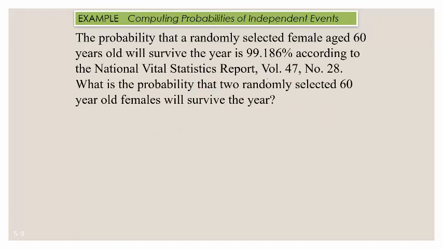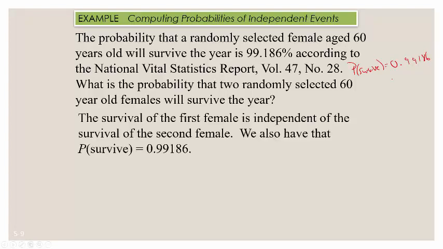Let's try another one, okay? The probability that a randomly selected female aged 60 years old will survive the year is 0.99186, according to the National Vital Statistics Report. So what is the probability that 2 randomly selected 60-year-old females will survive the year? First off, we see the survival of the first female is independent of the survival of the second. If we're just selecting at random, the first female surviving the year has no impact on whether the second female survives the year.